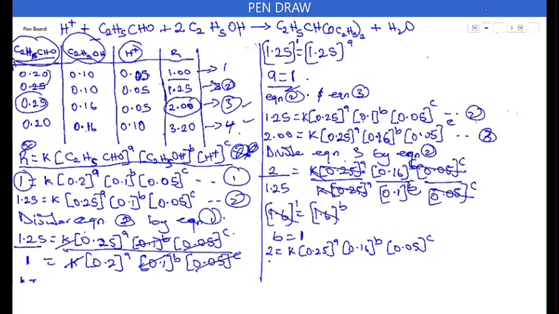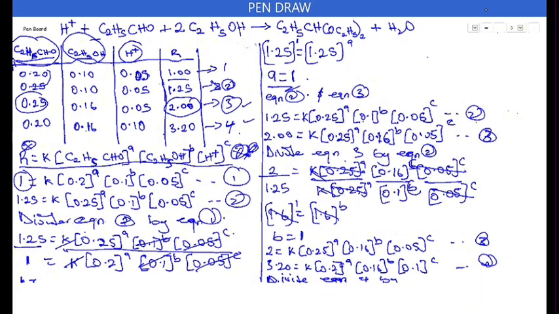And the other one here, equation 4, is 3.20 equals k open bracket 0.2 raised to power a, and then we have 0.16 raised to power b, and then we have 0.1 raised to power c. This is equation 3 and this is equation 4. So we can just divide equation 4 by 3. So let's divide equation 4 by equation 3.